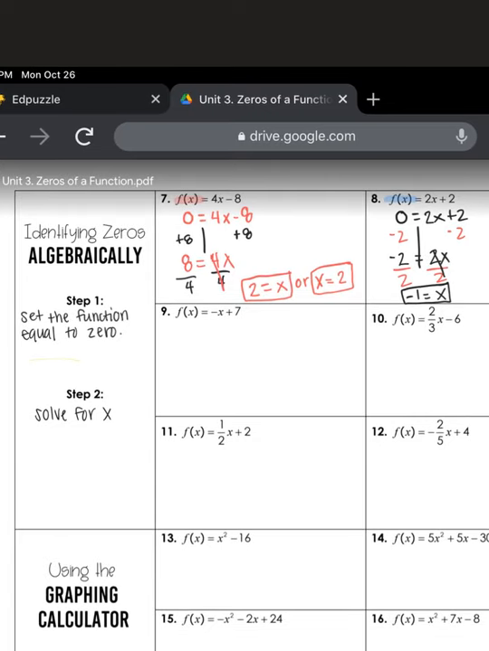Number 9, replace f of x. We're going to replace this with 0 equals negative x plus 7. Subtract 7 from both sides. 0 minus 7 is negative 7 equals negative x. So really this is a negative 1x. To get x by itself, I'm going to divide both sides by negative 1. Negative 7 divided by negative 1 is 7, so 7 equals x.